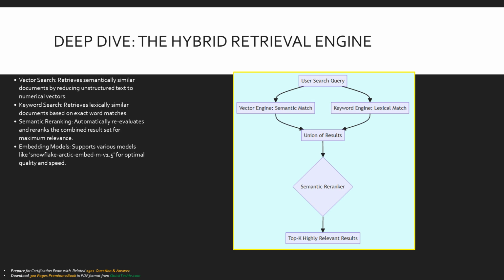The outputs of these two engines flow into a union node, which combines the candidate documents. This combined pool is then fed into the semantic re-ranker, the diamond node in our diagram. The re-ranker acts as a highly intelligent judge, evaluating the nuanced relationship between the original query and the merged results, ultimately outputting the final top K, highly relevant results. This sophisticated pipeline happens in milliseconds, completely abstracted away from the developer.